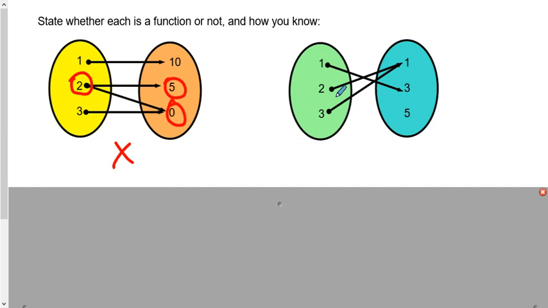My next one, each input has a single output. So you'll notice that for the one, it is an output of two different things, but that's fine, as long as each input has a single output. So this is a function.